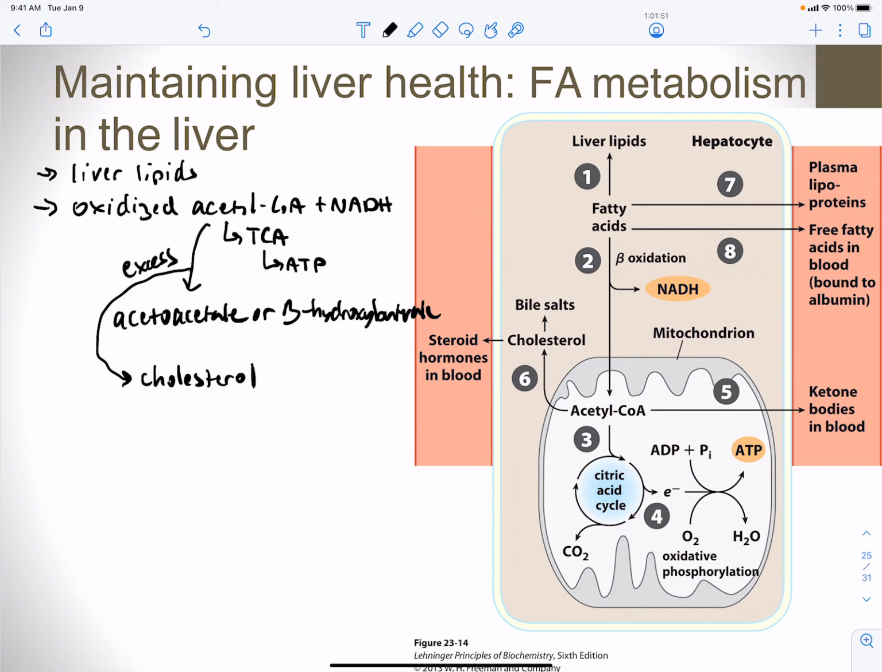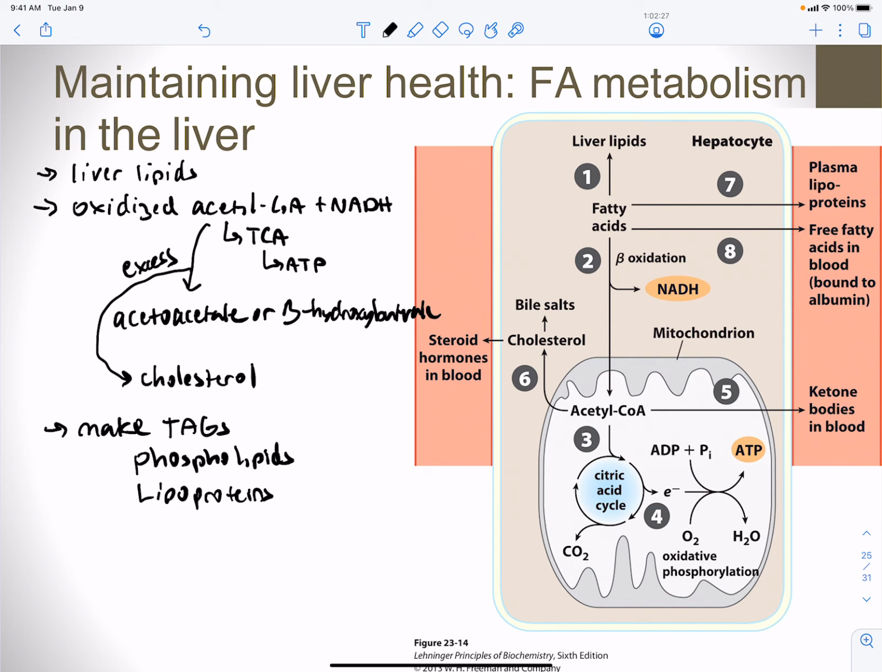The liver can also make fatty acids, or use fatty acids to make TAGs. You can make phospholipids and different lipoproteins, and then free fatty acids can be bound to serum albumin and used by the heart and muscle cells for beta oxidation as well.